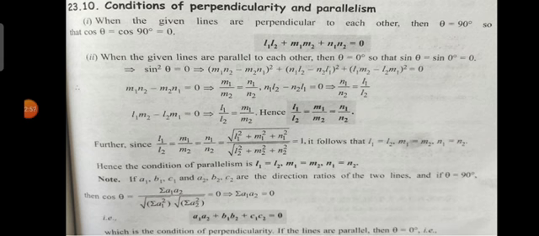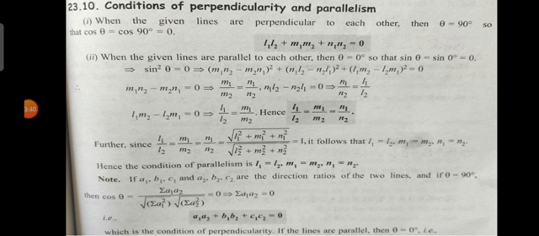Okay, and now some conditions for perpendicularity and parallelism. First, if the given lines are perpendicular to each other, you know what perpendicular is: the angle is 90 degrees. So theta is 90, and cos 90 is 0. So the right side becomes 0, so L1 L2 plus M1 M2 plus N1 N2 is 0.